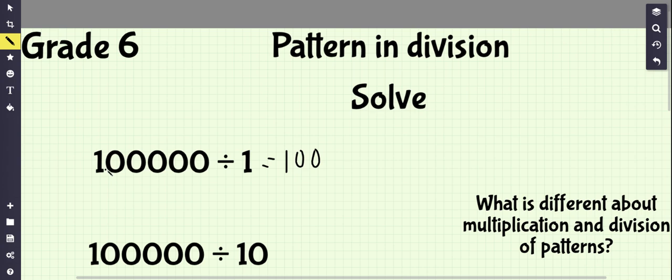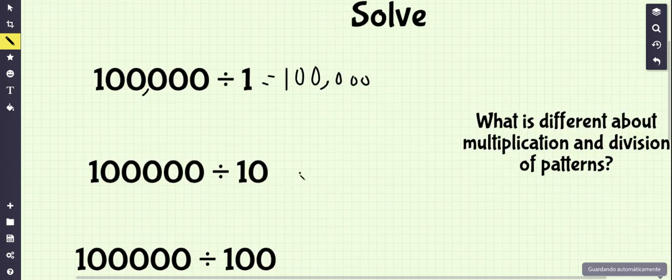Since this number is about 100,000, the answer is going to be about 100,000. And look, when we divide by 10, you know how every decimal point is always at the end of the number? So when we divide by 10, we move the decimal point 1 place to the left. So here we're going to move it 1 this way. And if there are more numbers, we're going to have to move one more. So here, we have 10,000.